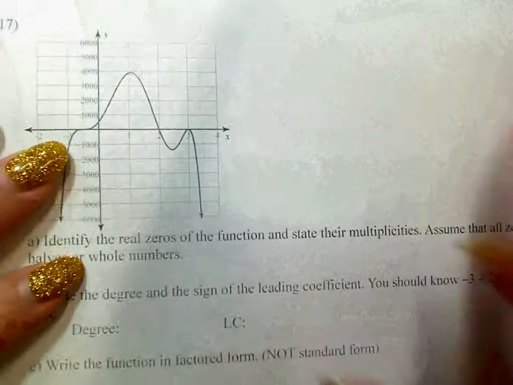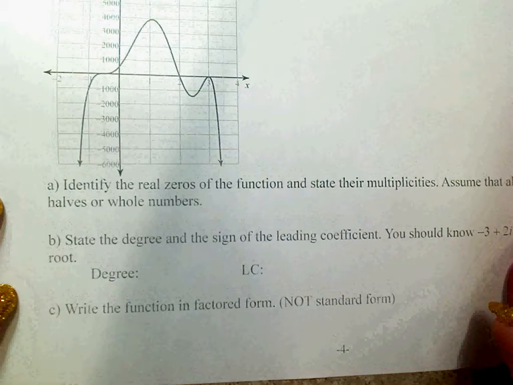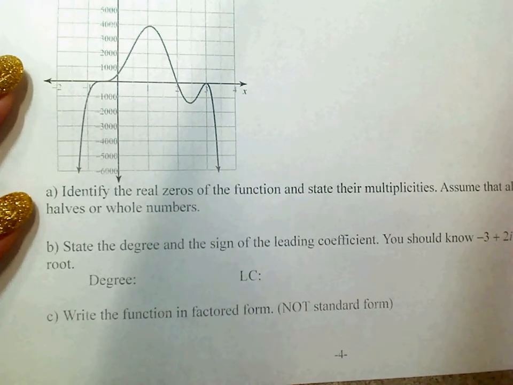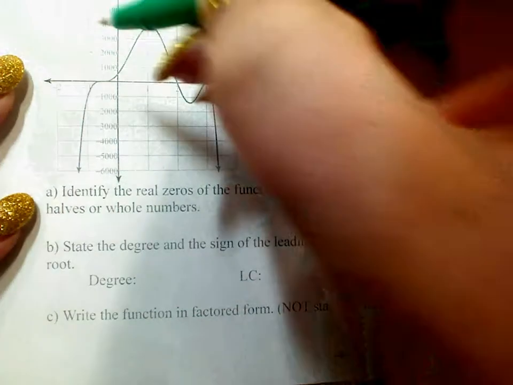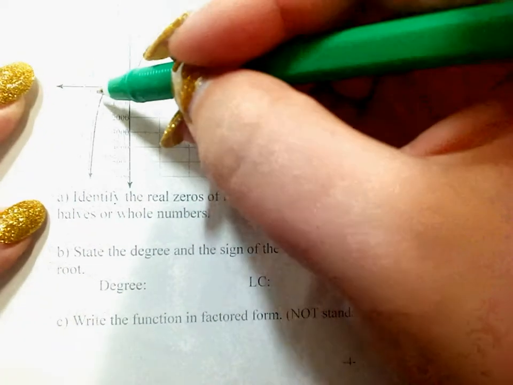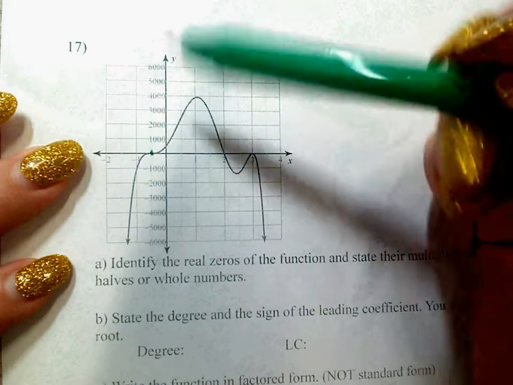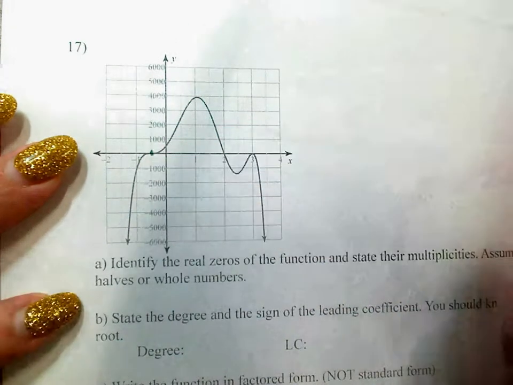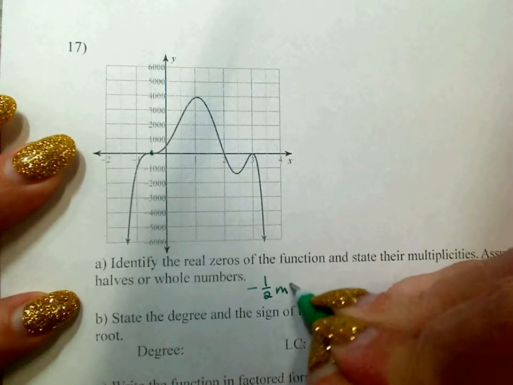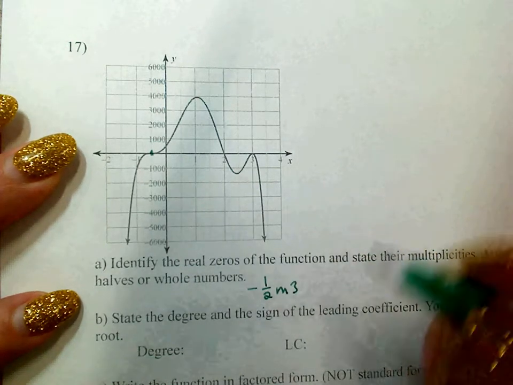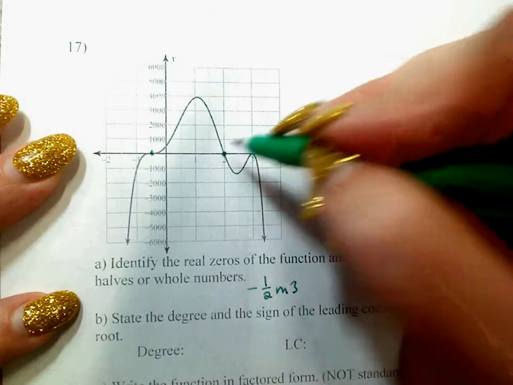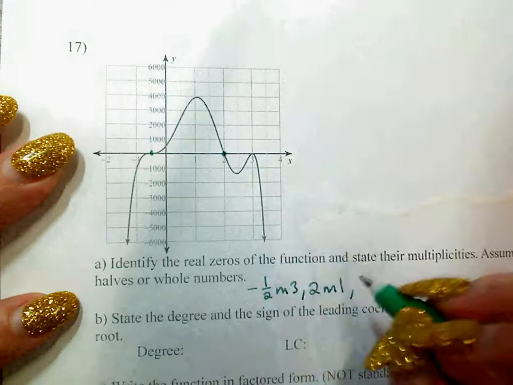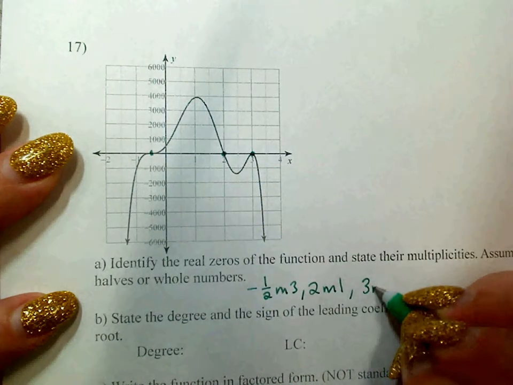Number 17. All right. Identify the real zeros of the function and state the multiplicities. Assume that all zeros are halves or whole numbers. So this right here, if that's negative 1, then that looks like negative 1/2, but it looks like it crosses with a wave, so I'm going to go ahead and say negative 1/2 with a multiplicity of 3. This right here is positive 2 with a multiplicity of 1 because it crosses straight through, and then right here I'm thinking 3 with a multiplicity of 2 because it bounces.